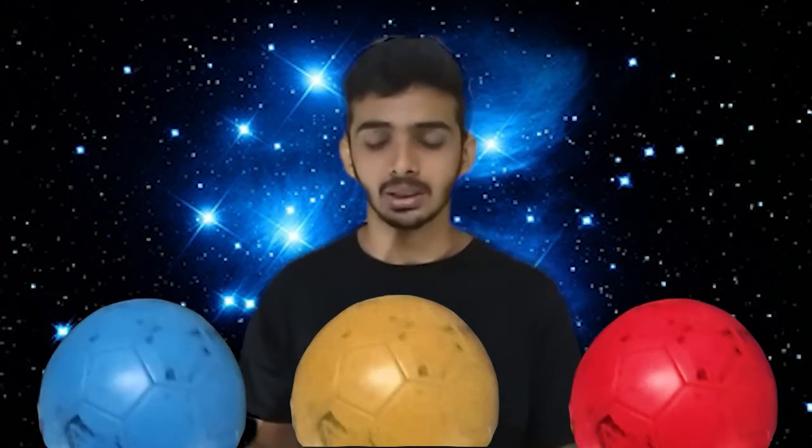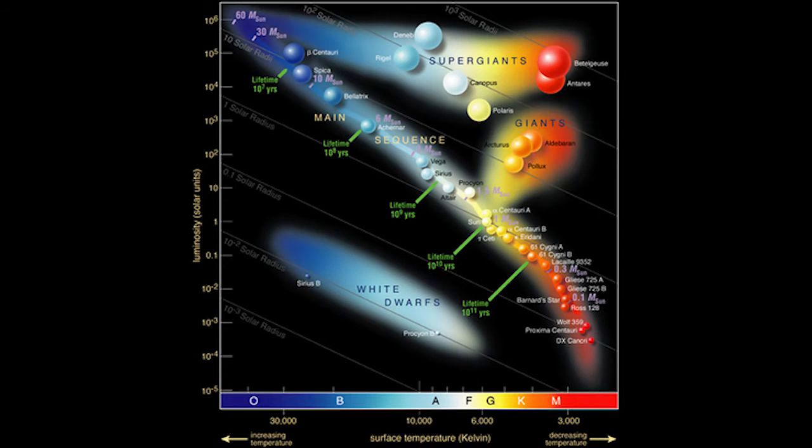To sum things up, the red stars are the cooler ones, the blue ones are the hotter ones, the yellow and the white ones are the mid-range ones. Our own sun is an average star, known as the main sequence star. I'll put up a chart which shows all the stars with their surface temperature.